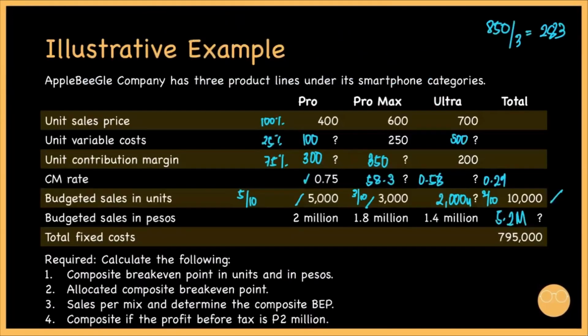For the Pro, Pro Max, and Ultra, we have a budgeted sales of 2 million, 1.8 million, and 1.4 million respectively. So let's have the sales mix ratio: 2 over 5.2 million, 1.8 divided by 5.2, then 1.4 divided by 5.2. Then let's multiply it to the contribution margin rate.